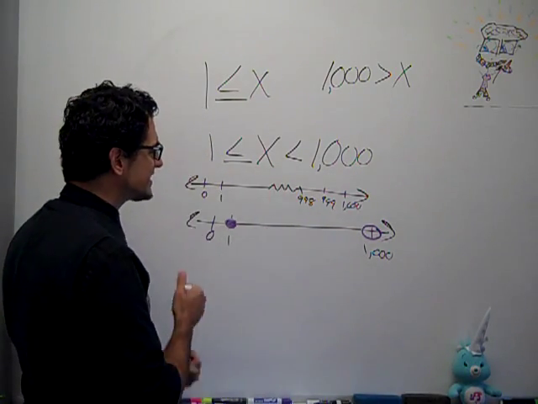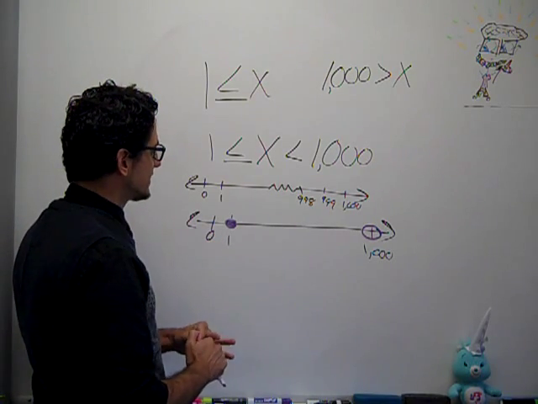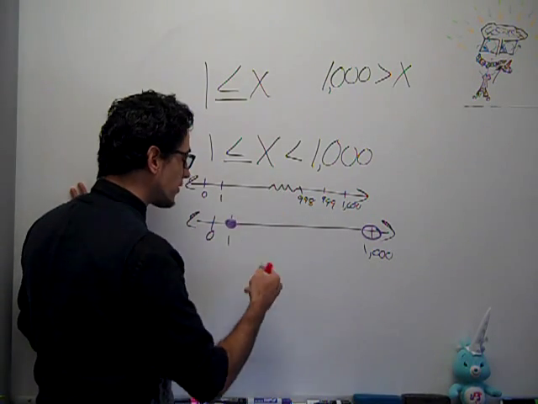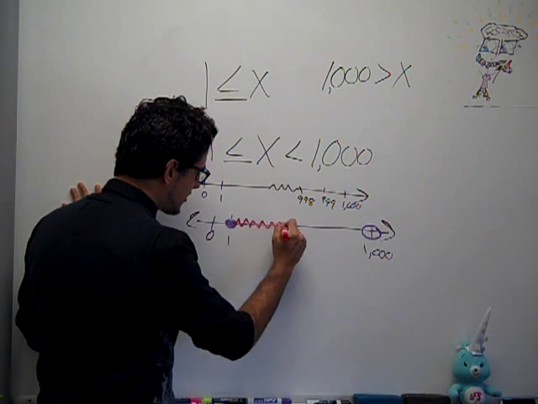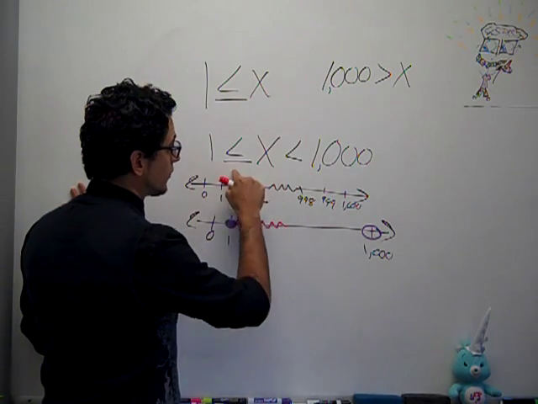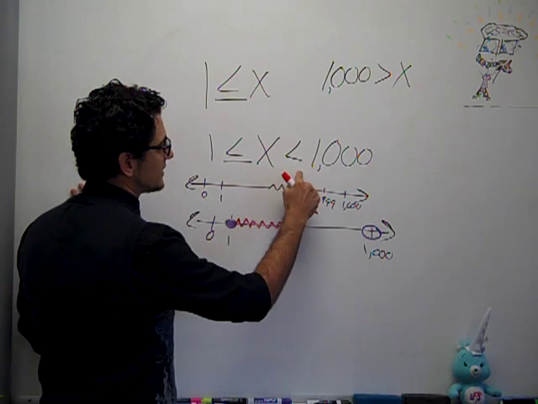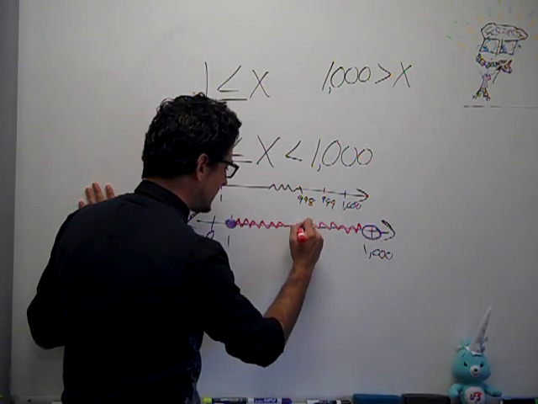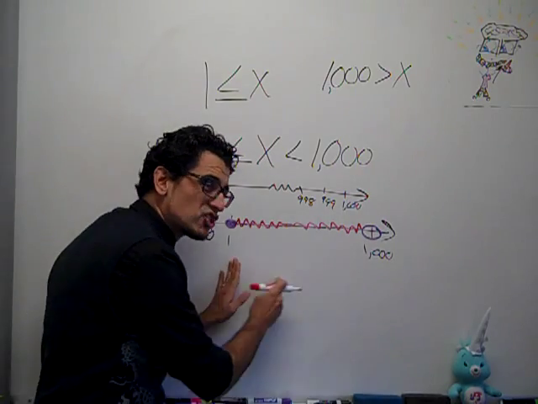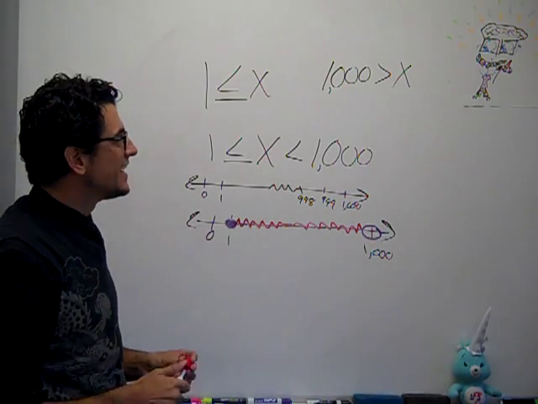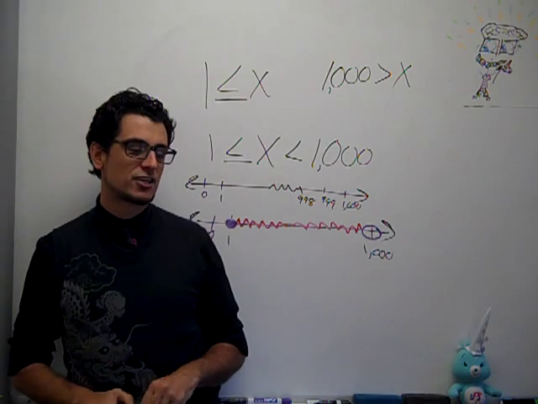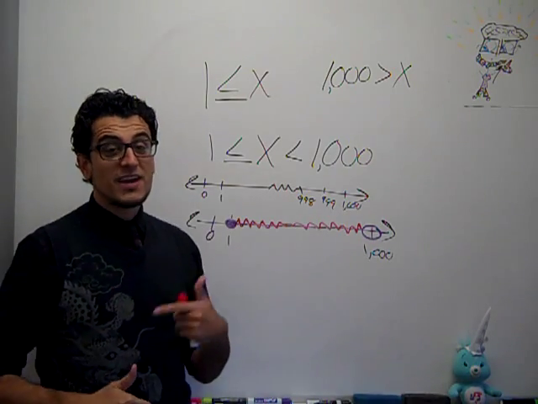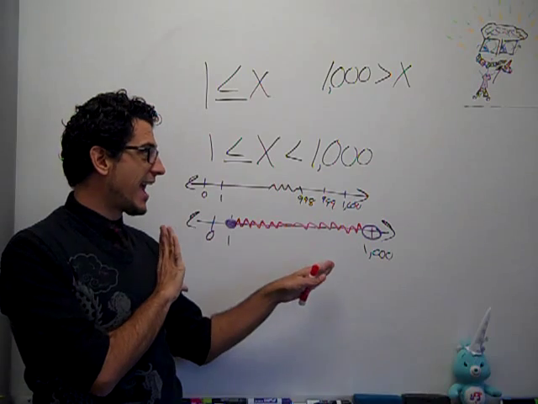So the idea of how I would graph this is x is everything greater than or equal to 1, and x is everything less than 1,000. So I'm going to come in this way, boom, and they meet in the middle. So this is the range of sit-ups that I could do every day. That is the idea behind compound inequalities, okay? That's just the idea.